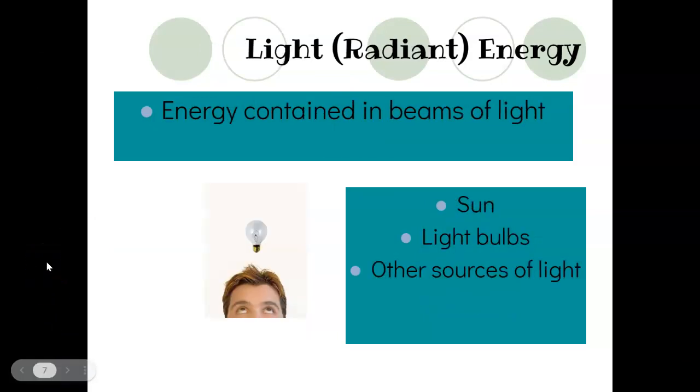Light or radiant energy is energy contained in beams of light, and examples of this would be the sun, light bulbs, and other sources of light. So if you can think of a light source, that would be a type of light or radiant energy.